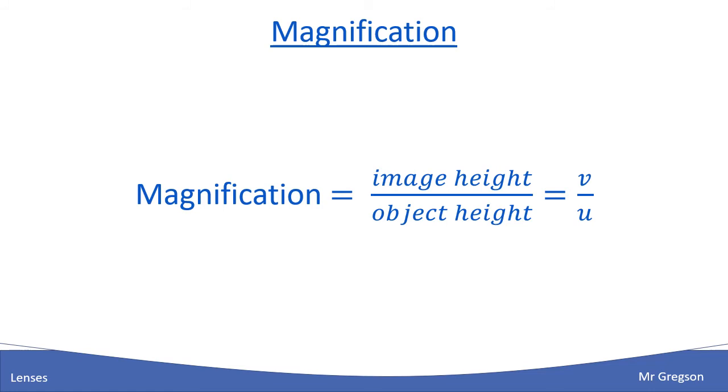So V divided by U, and if you think back to SUVAT, if you ever forget which one is which, the U in SUVAT is the initial, and the V is final, as they're often known. So our initial object, and our final, the image it produces. So initial and final. Easy way of remembering it.